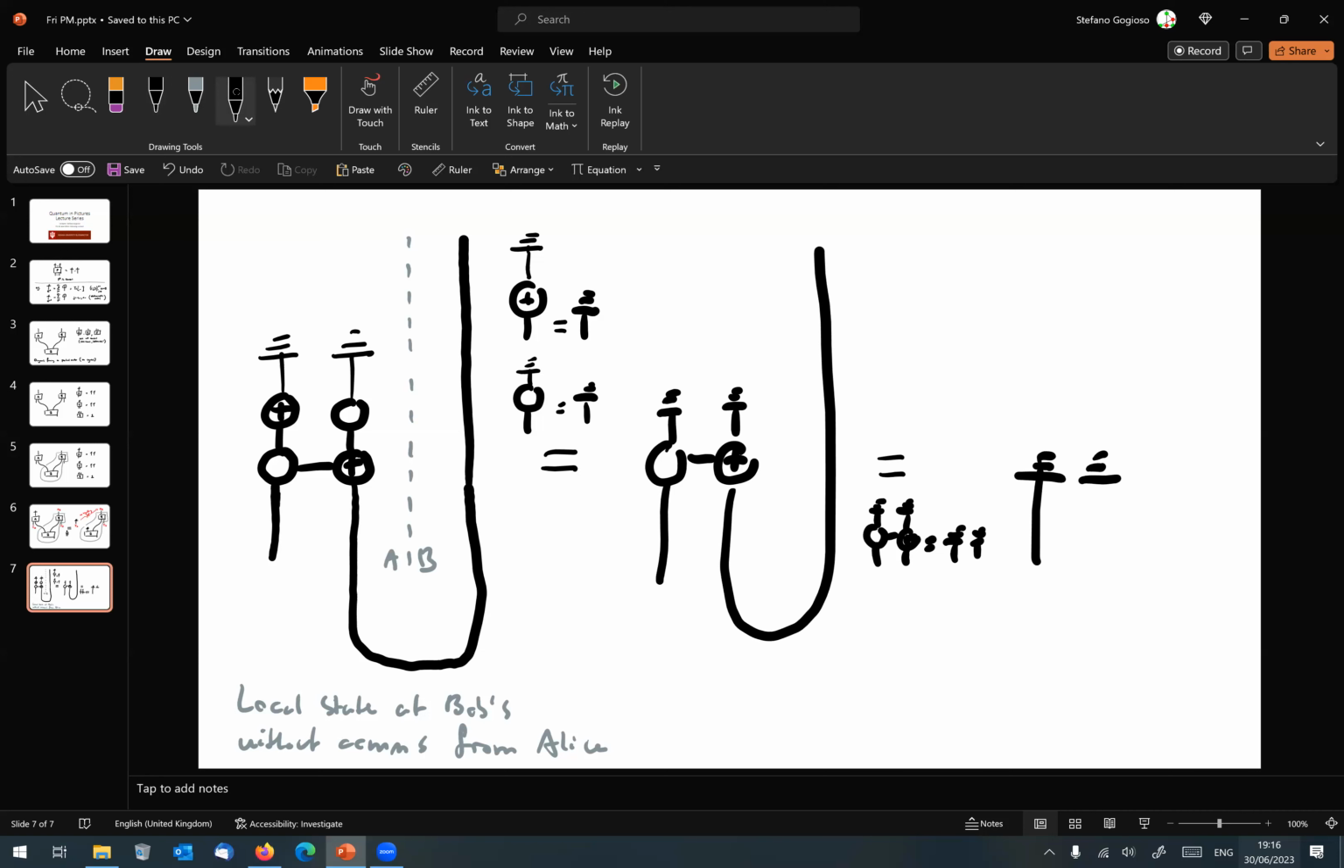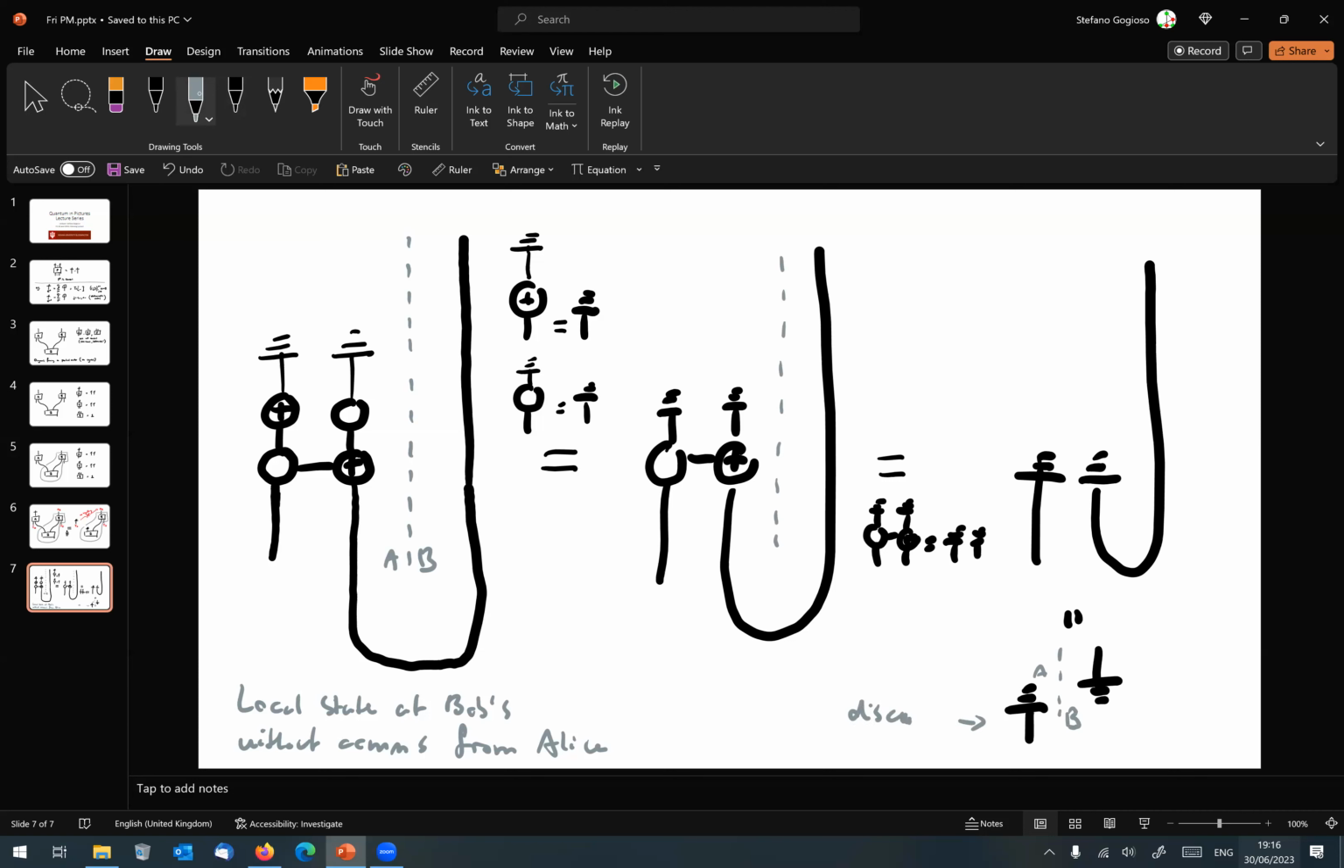the state at Bob's end does not depend on the input of Alice. So if I straighten this, I get that Alice's input is discarded and the state at Bob's end is the maximally mixed state. So there is a separation, remember, between these two. So this is Alice's side, this is Bob's side, this is discarding, and this is the maximally mixed state. And we'll get to how I know this in a second.